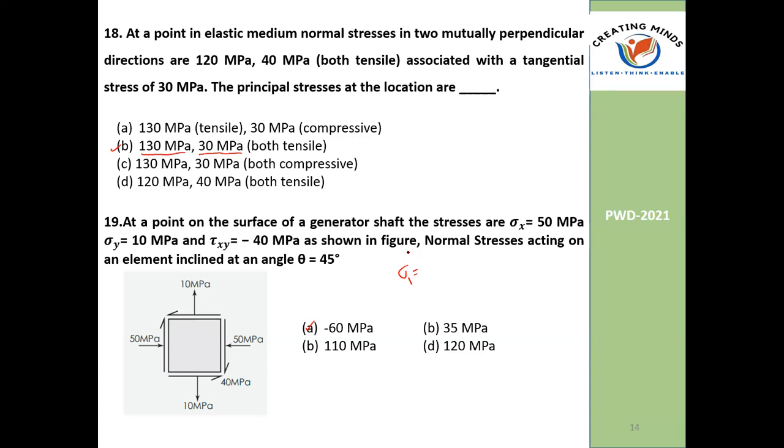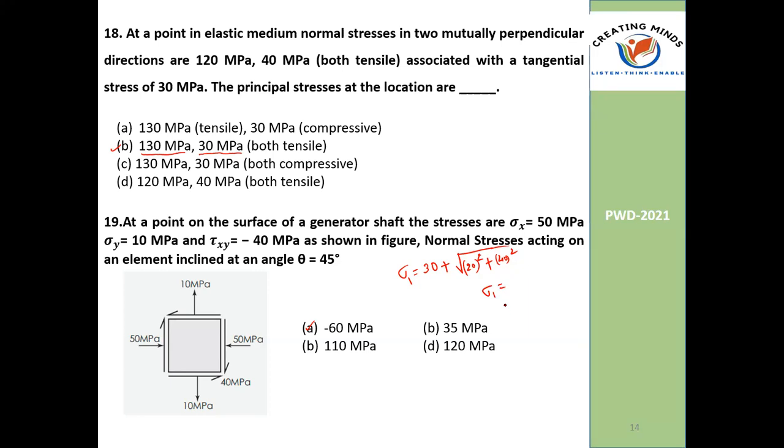Yes. Okay. What is the sigma 1 equation? You know the equation. Sigma x plus sigma y by 2, that is 50 plus 10, 60 by 2, is 30, plus square root of sigma x minus sigma y, 50 minus 10, 40 by 2 whole square, means 20 square, plus tau xy square. If you square the minus, it will become positive only. Nothing to worry about positive or negative of tau xy. Compute sigma 1.